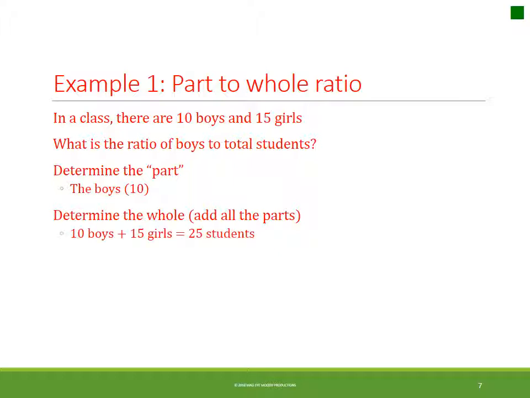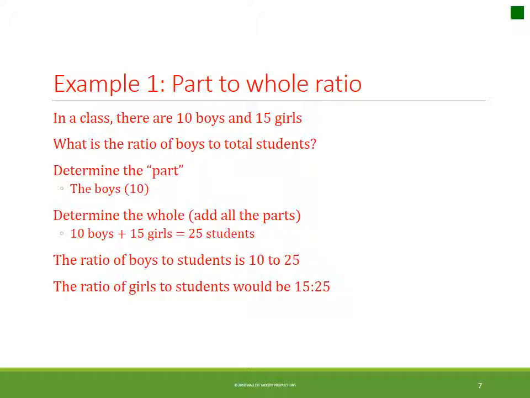Well, there are 10 boys and 15 girls, so the total, or the whole class, is made up of 25 students. Now we can write the ratio in word form or fraction form or colon form, but any of the three ways we would read it as the ratio of boys to students is 10 to 25.